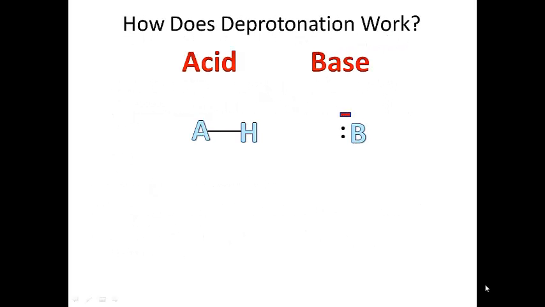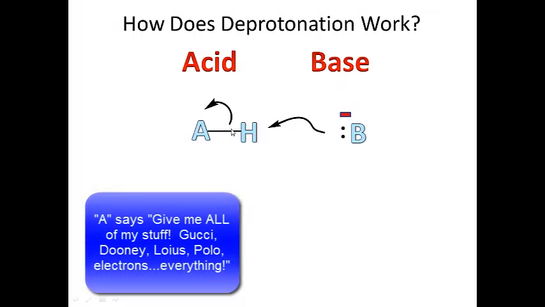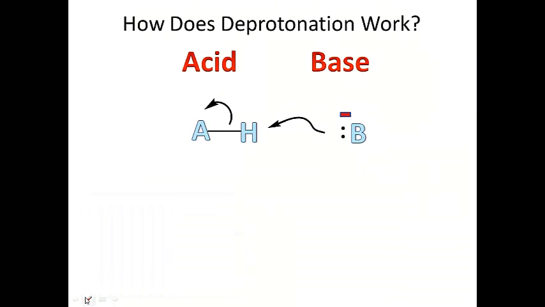So let's look at how this deprotonation works, and I want you to think about deprotonation like a bad breakup. Here's my acid. Remember the definition of a Bronsted acid, it gives up H plus. Here's my base. The definition of a Bronsted base is that it accepts H plus. The thing about deprotonation that you have to remember is this: when the base gives up this pair of electrons to donate to H plus, hydrogen has to give these electrons in the bond back to A.